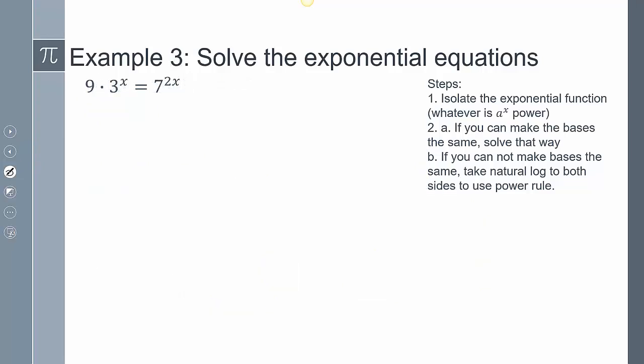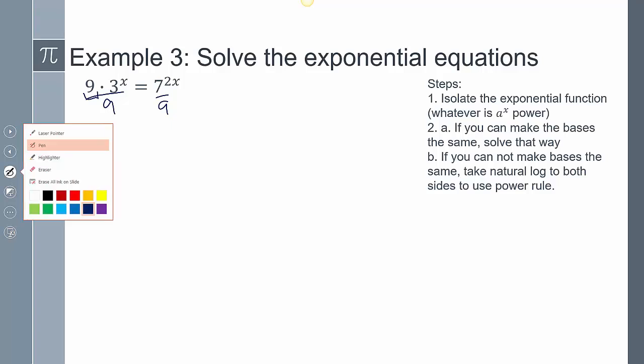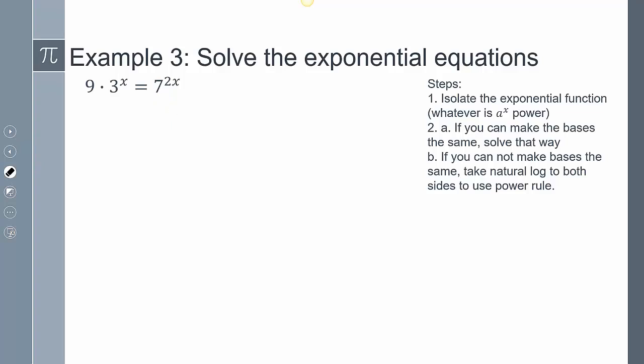This next one, now sometimes, I know it says isolate it, but I have this 9, and to get rid of this 9, if I divide both sides by 9, I still have a 9, it didn't disappear. So we have to be a little fancy here, and sometimes being fancy, we can make these bases the same. And so this becomes 3 squared times 3 to the x. Now when the bases are the same and we're multiplying, you add the exponents. So this becomes 3 to the x plus 2.